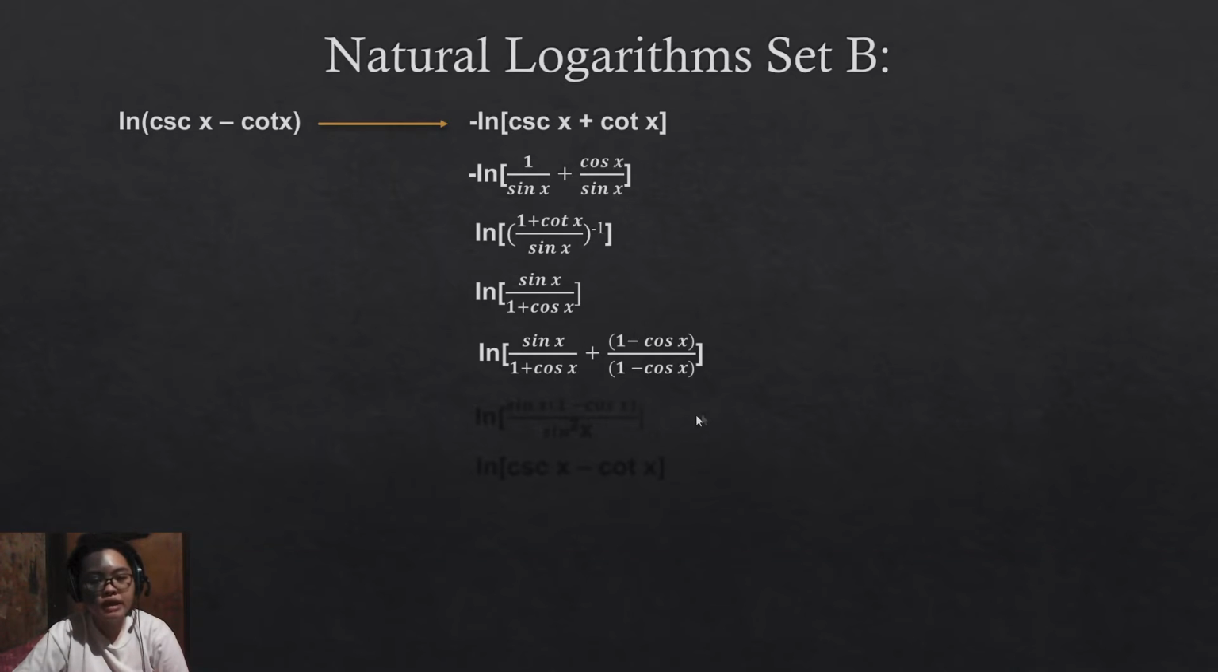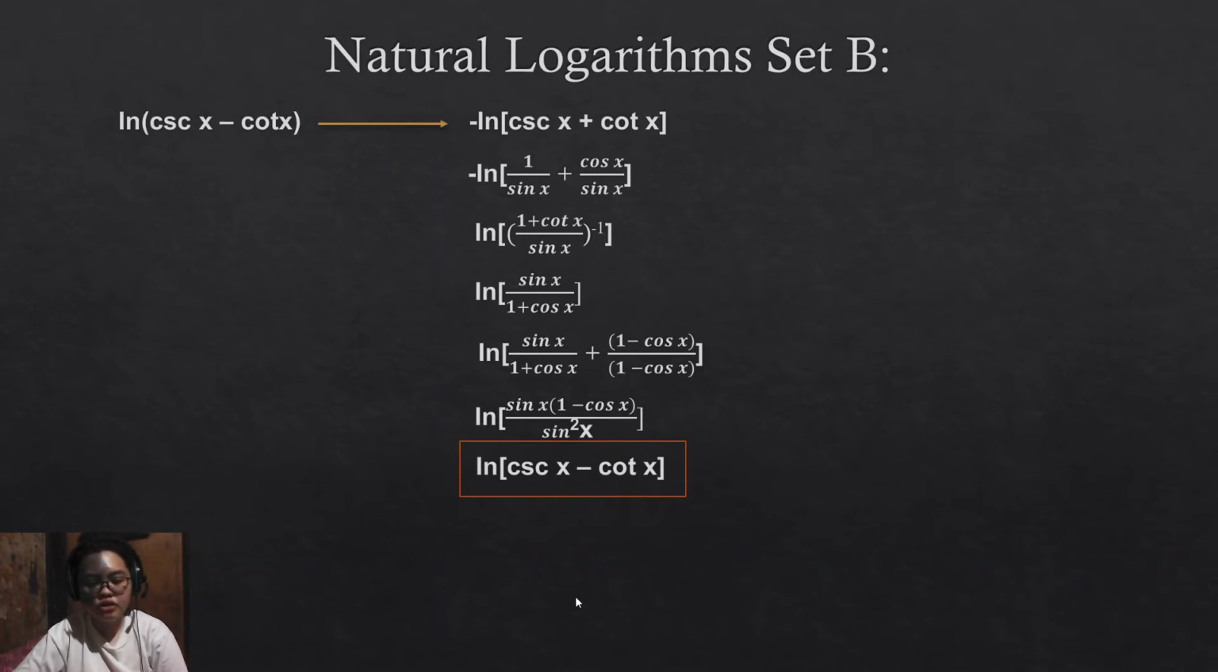1 minus cosine squared x is equal to sine squared x. So we'll have ln of sine x times 1 minus cosine x over sine squared x. We can cancel a sine x, and we'll have sine x in the bottom part. So we'll have 1 over sine x, which is cosecant x, and cosine x over sine x, which is cotangent x. So this will be the final answer.